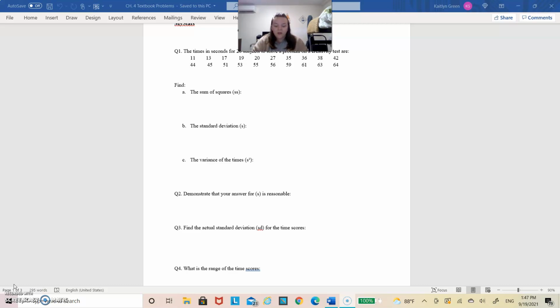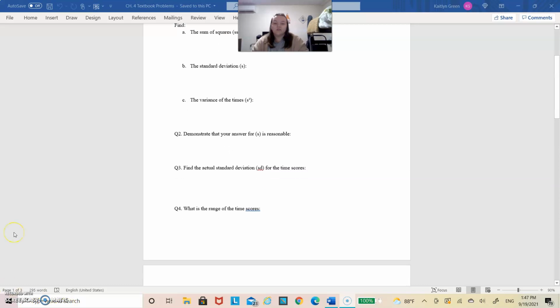Now for C, C is fairly easy because it is the same equation as the standard deviation without being square rooted. And so it's set up the same, except it's just going to be 5,872.95 divided by 20 minus 1, and we're going to get 309.1 for the variance of the times, or S squared.